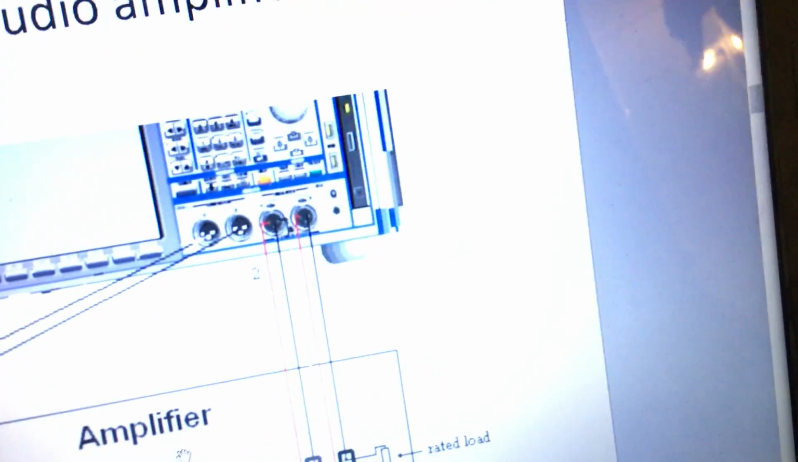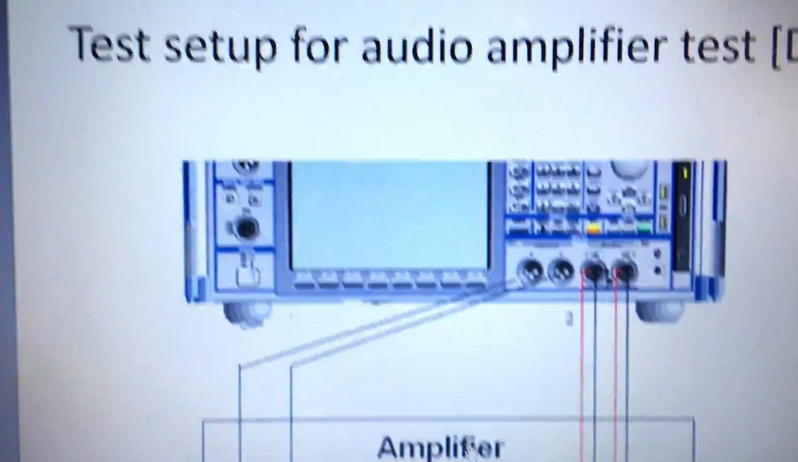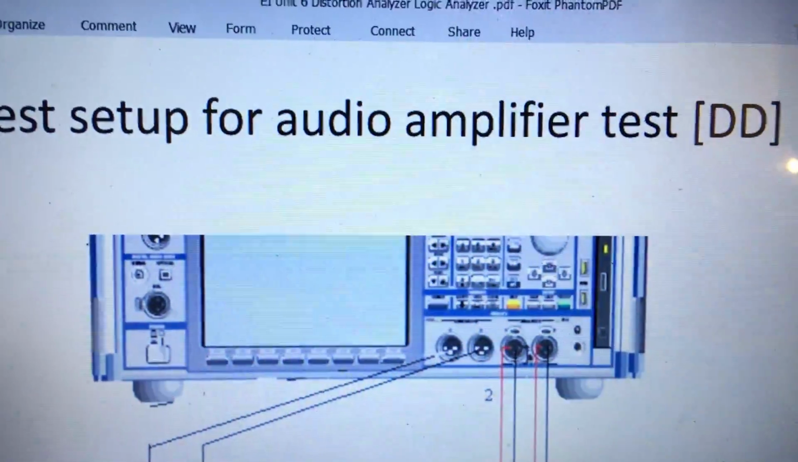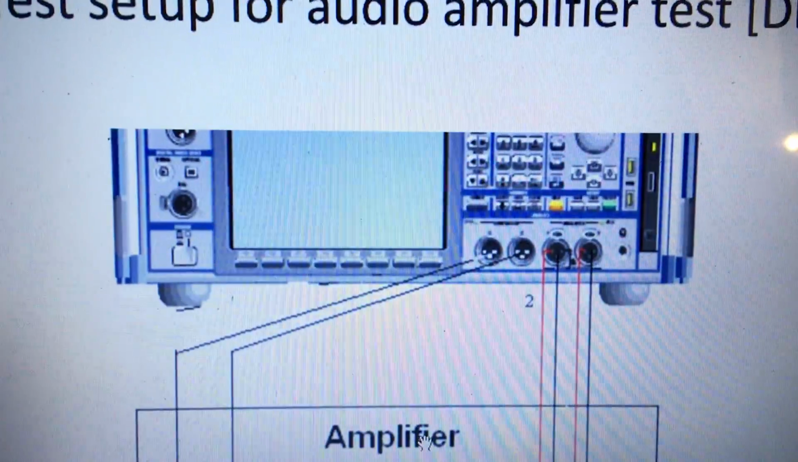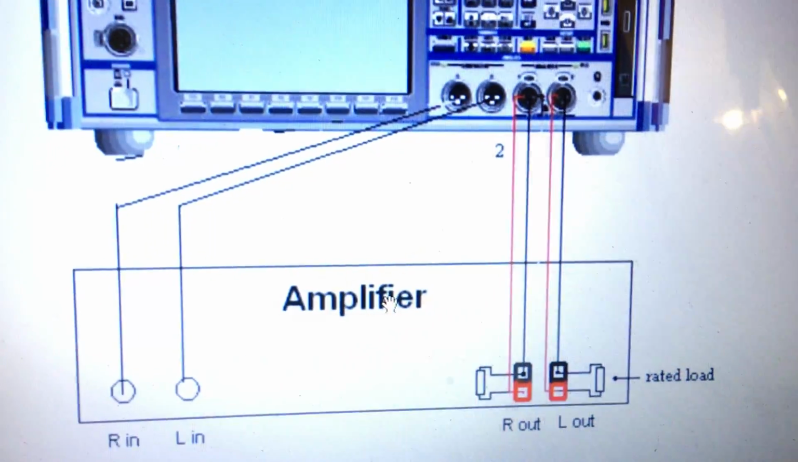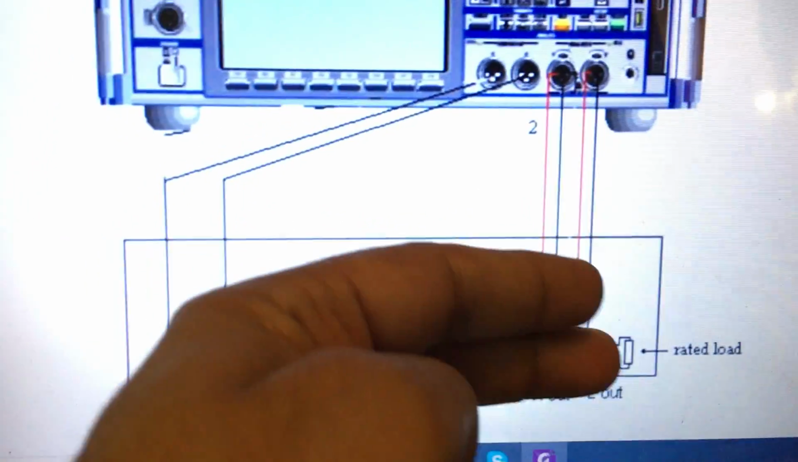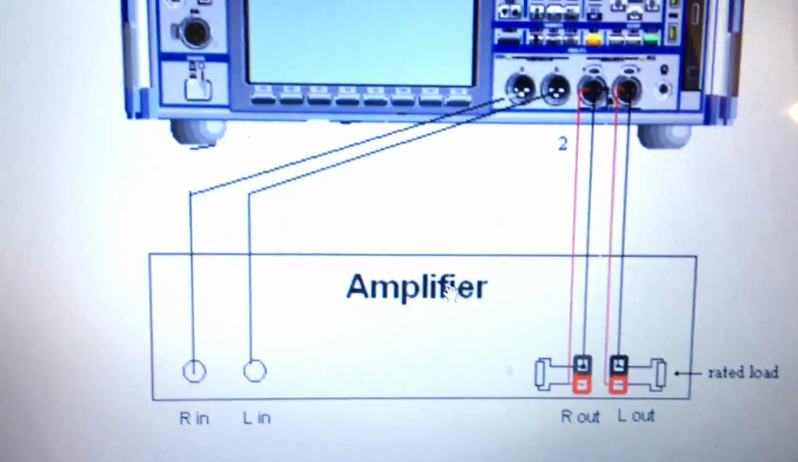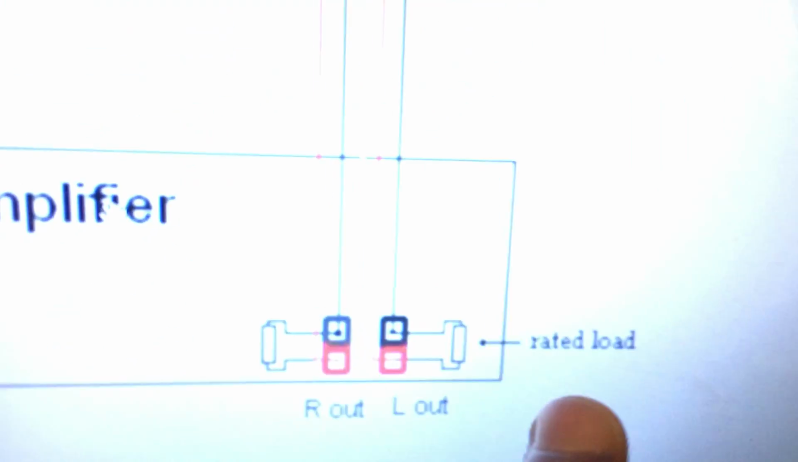Now if you look at this diagram, this is taken from one manual. The reference of the manual is mentioned elsewhere over here. This shows the test setup for an audio amplifier test. This block is an audio amplifier. This audio amplifier is going to have some audio input signal, and some audio output coming from it, right, and then this block is going to have input side, R input and L input, R output and L output, right, and there is some rated load present over here.